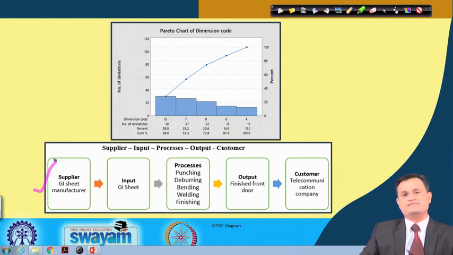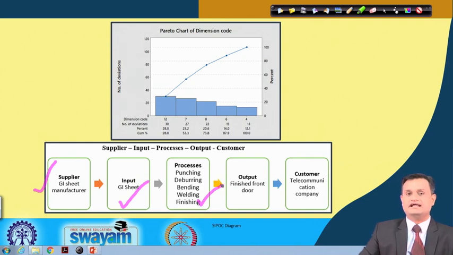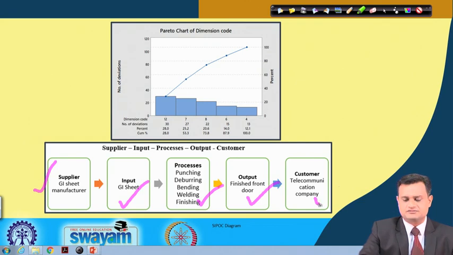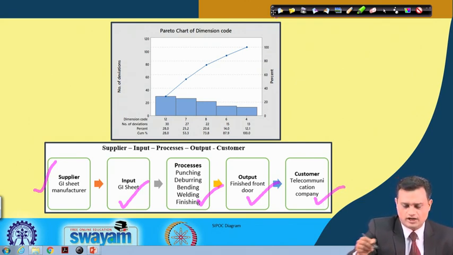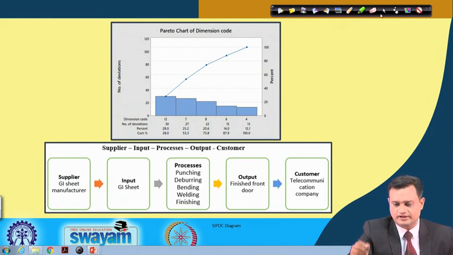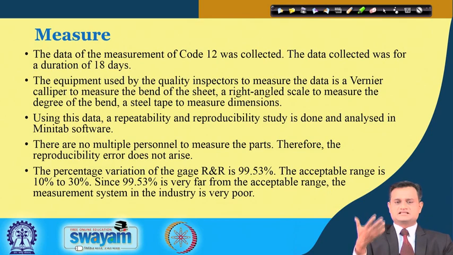You have the GI sheet manufacturer, this is the input. Then the process is punching, deburring, banding, welding and finishing. You have the output, finished front door, and the customer is the telecommunication company. So this is what you can do in a very simple way. Now, this is the define phase.